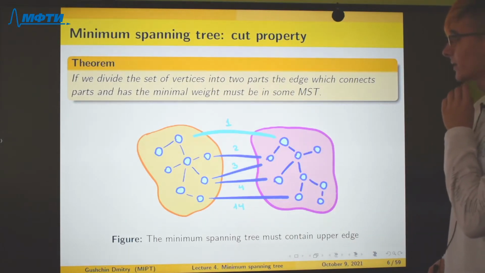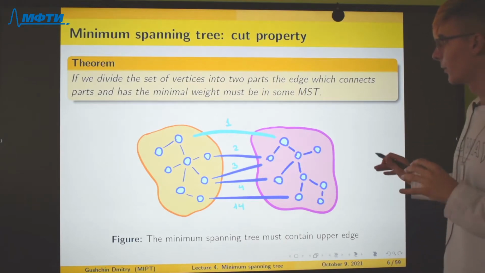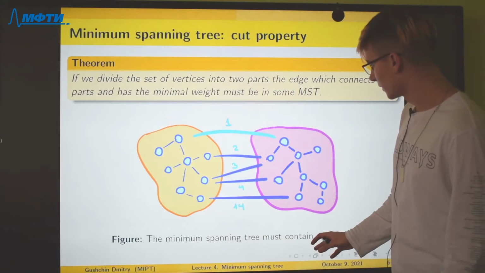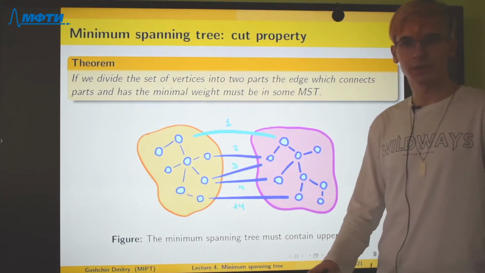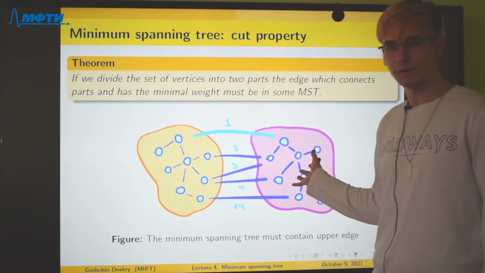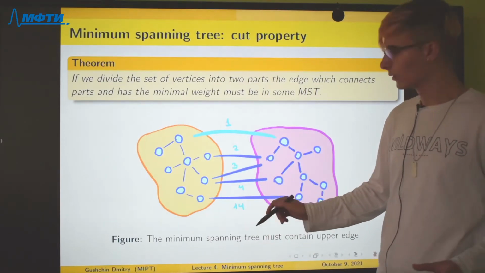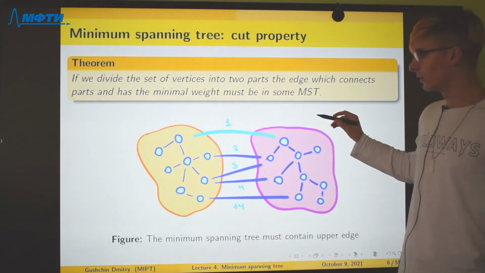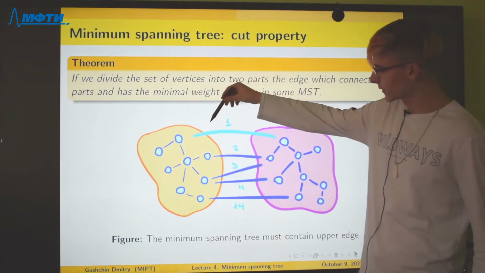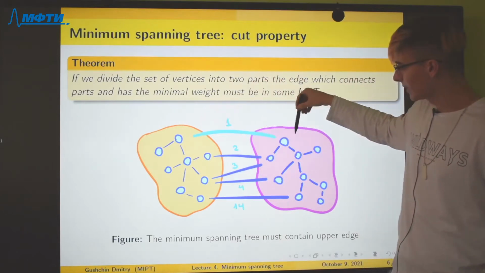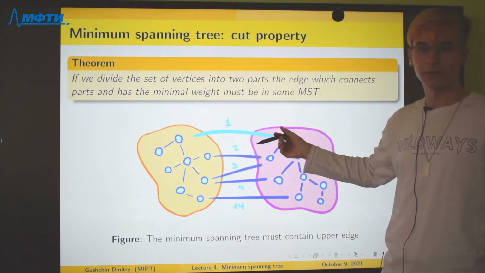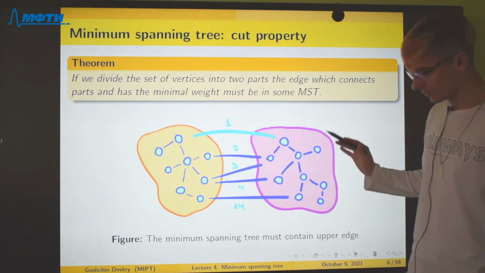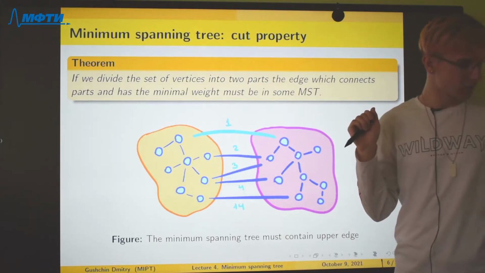Okay, and we said that a cut is a partition of the set of vertices into two sets, set A and set B, and the edges that connect one set with the other will be in the cut.